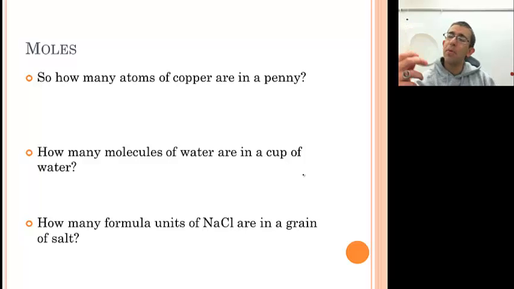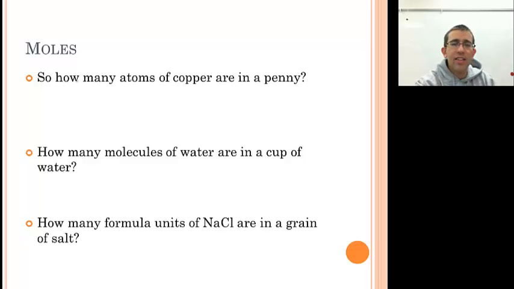There are billions and billions of atoms in here because they're so small. And so scientists needed a word to describe a whole bunch of atoms. Because, as you see here in the question, how many atoms of copper are in a penny, or how many molecules of water are in a cup of water, or how many formula units of NaCl, sodium chloride, are in a grain of salt. There are billions and billions and billions of these.